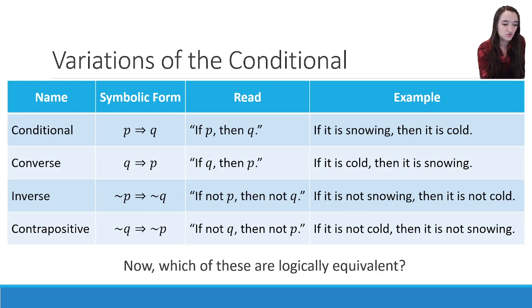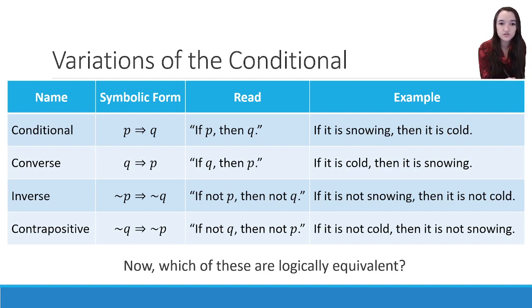So the conditional P implies Q, which is read as if P then Q, I'm going to give the example of if it is snowing then it is cold. I can turn this around and start negating things, and we can talk about which version of these is actually logically equivalent to the original conditional statement. Well, we have first the converse of this statement, when I just flip around P and Q. So I say if Q then P. So instead of if it is snowing then it is cold, I'm going to say if it is cold then it is snowing. So I'm just changing these.